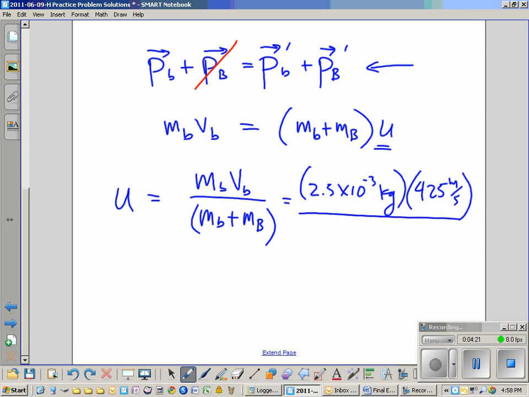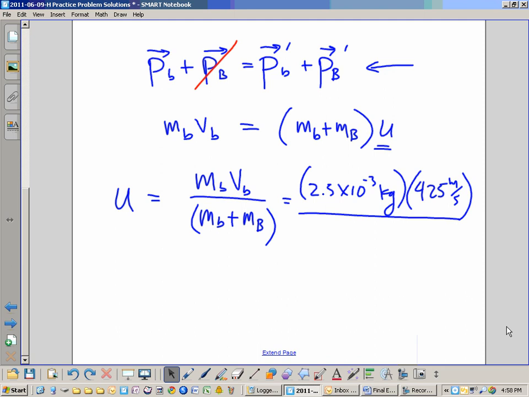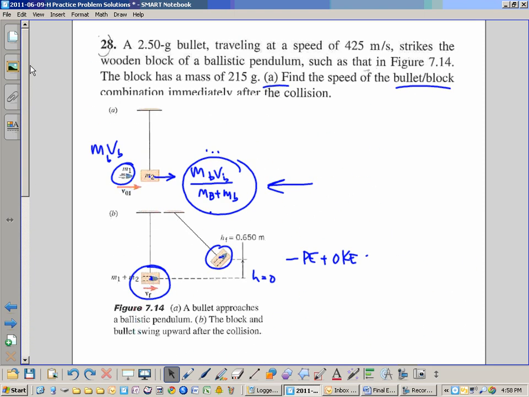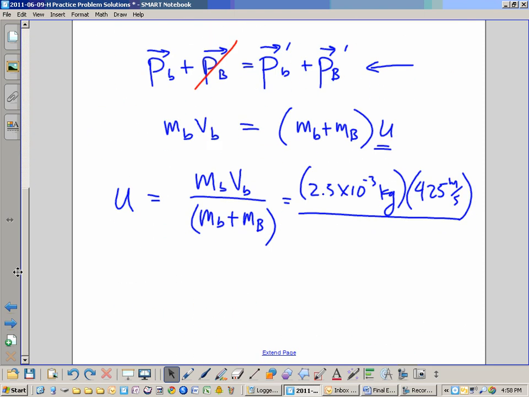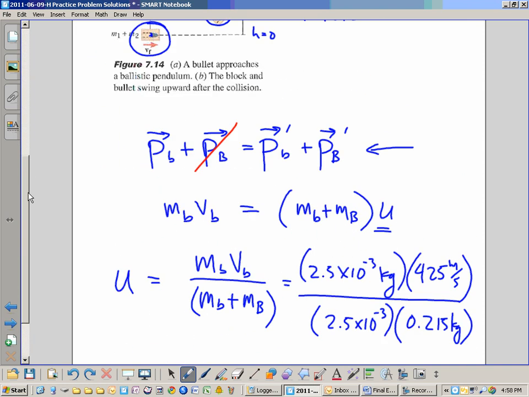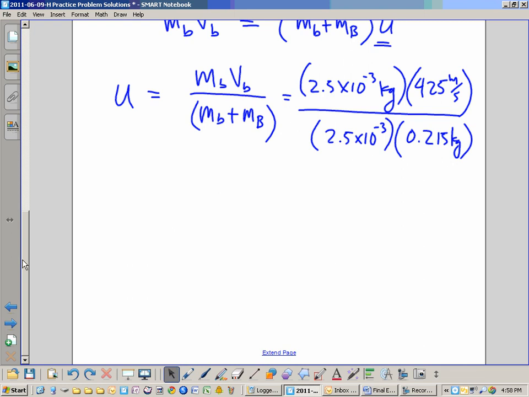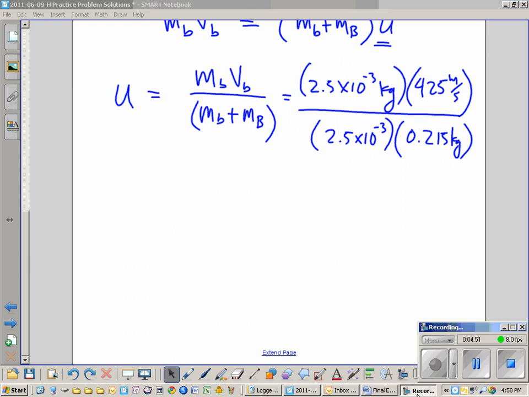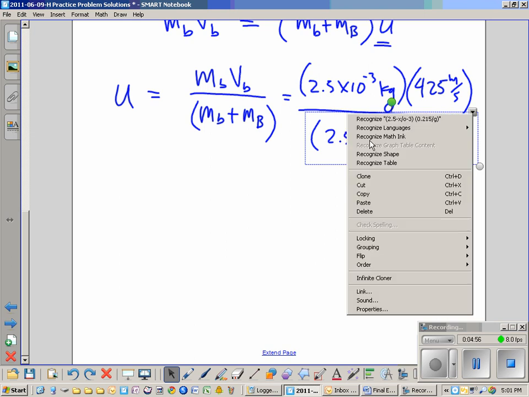All right, and then that is divided by the total mass, 215 grams. So, whoops, 2.5 times 10 to the -3rd times 215 grams is 0.215 kilograms. 215? Sorry. Yes, 215. All right, so we're going to go ahead and calculate that. And here, that's supposed to be added. So let's fix that.